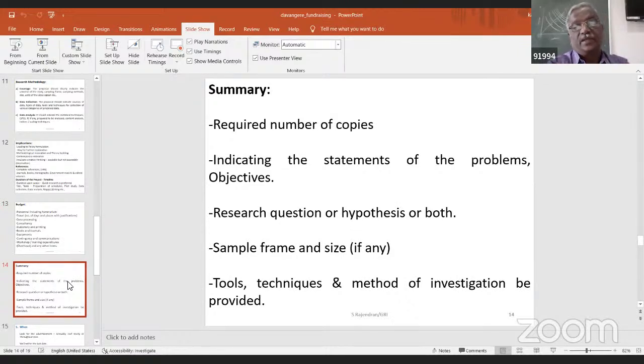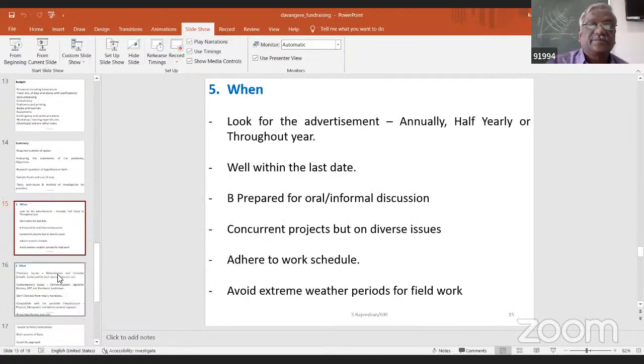the funding agency. And also you have to indicate the statements of the problems and also the objectives that emerge from the literature review. Research questions and hypotheses are both, as we have discussed already. The sample frame and the size, which do come under coverage in the methodological framework. And also the tools, techniques, the method of investigation be provided. Everything will come under summary, despite the fact that we have discussed at length in the research methodological section.